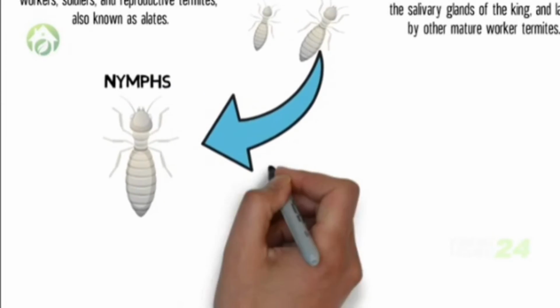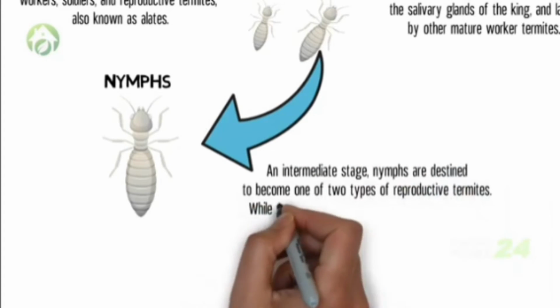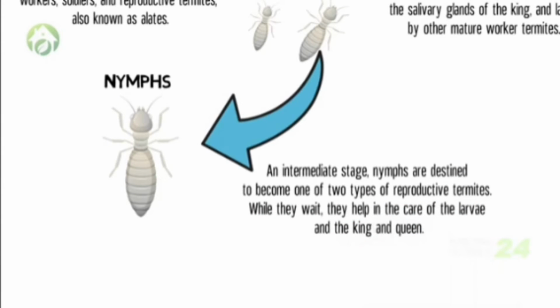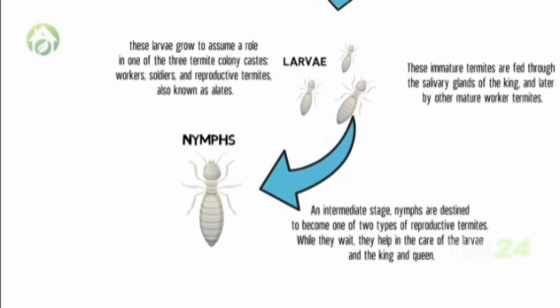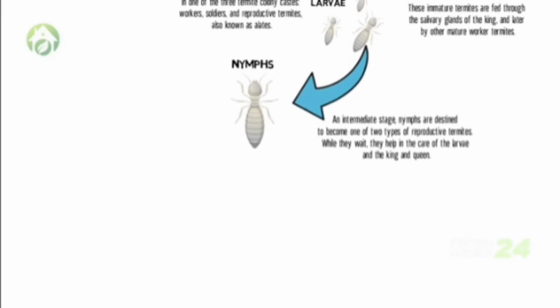Nymphs. An intermediate stage, nymphs are destined to become one of 2 types of reproductive termites. While they wait, they help in the care of the larvae and the king and queen. A nymph is a young termite that is going through molts, a process of shedding its exoskeleton, to become a reproductive. First, a termite develops a soft exoskeleton under its current, hard exoskeleton. Then, once the termite has reached maturity, its outermost skeleton splits open, and the new exoskeleton enlarges and hardens. This molting process continues throughout a termite's life cycle based on the colony's needs.